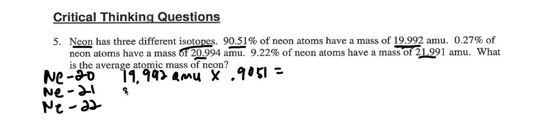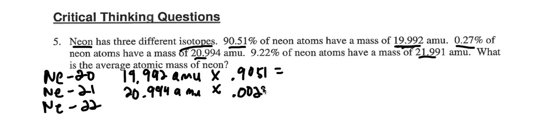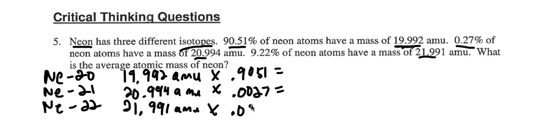And then I'm going to take the next one, 20.994 AMU times its percentage. Looks like it's 0.27%, so that one looks kind of weird, but we're going to move the decimal over 2 spots, so it's 0.0027 when it's in decimal form. And then the last one's 21.991 AMU, and we'll multiply that by its percentage, which is 0.0922 in decimal form.